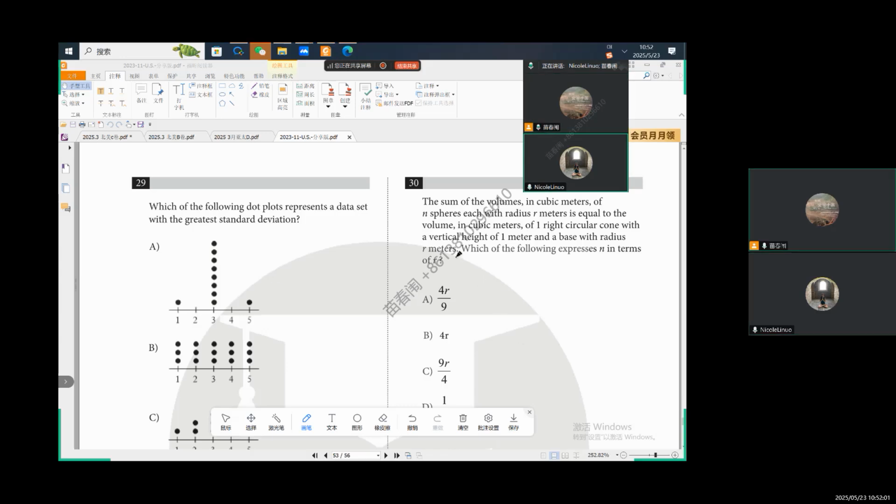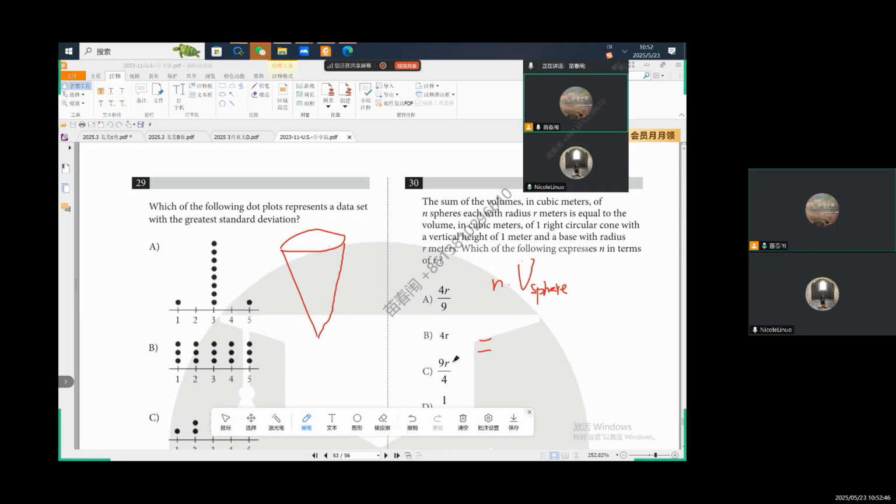Let's read this. The sum of the volumes in cubic meters of n spheres, each with radius r meters, is equal to the volume in cubic meters of one right circular cone with a vertical height of 1 meter and base radius r. So the volume of the spheres equals the volume of the cone. That make sense?